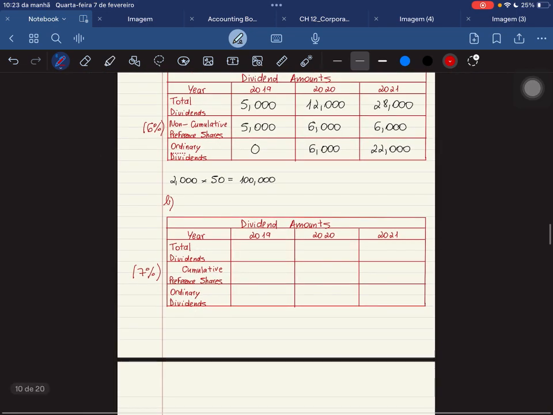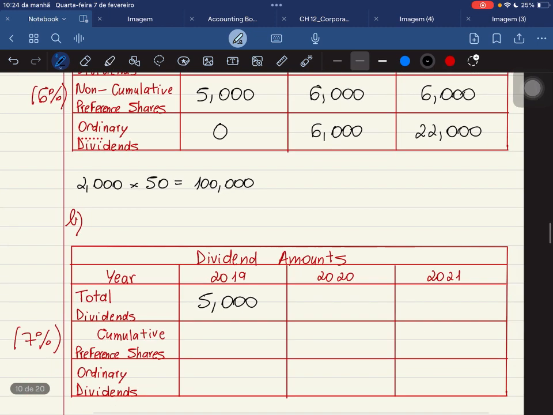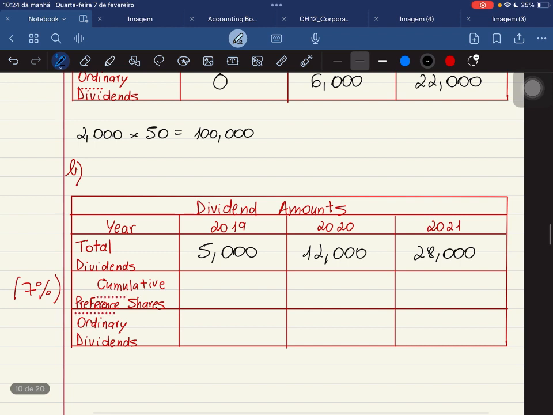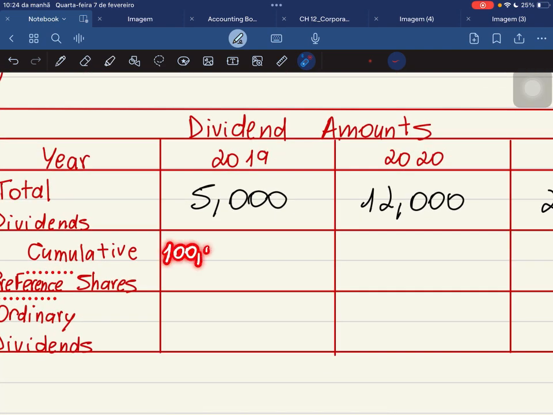Okay, so the numbers, the total dividends are going to be the same regardless, right? So we can just copy them over here. 5,000, 12,000, and 28,000, like this. Okay, now the logic over here to calculate these is pretty much the same. You get this 100,000 times the 7%. But let's see what happens when we do so. If you do 100,000 times 0.07, that will give you 7,000, right?